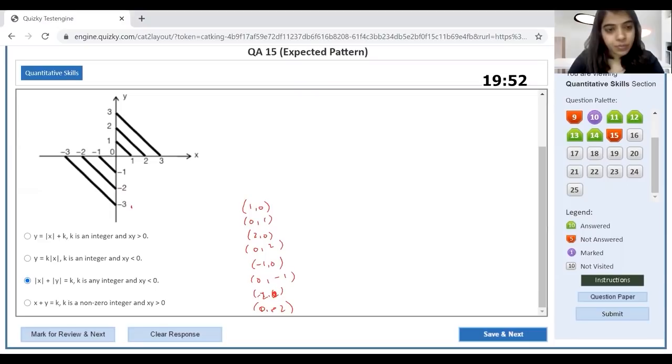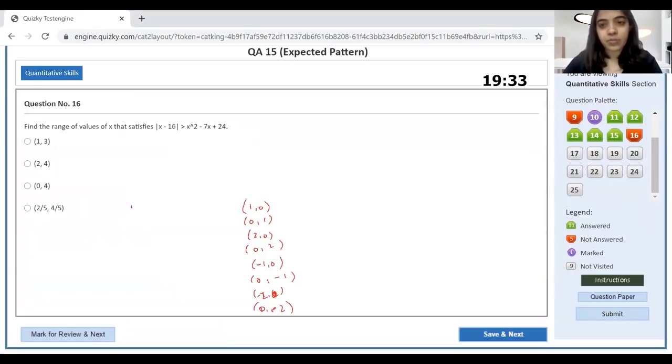Now let's see mod x plus mod y equals k. Not necessarily. xy is greater than 0, we definitely know that. Is xy less than 0? No. xy is greater than 0 since it's in first and third quadrant. Less than 0 is second and fourth quadrant. So we have our answer. This is our answer.